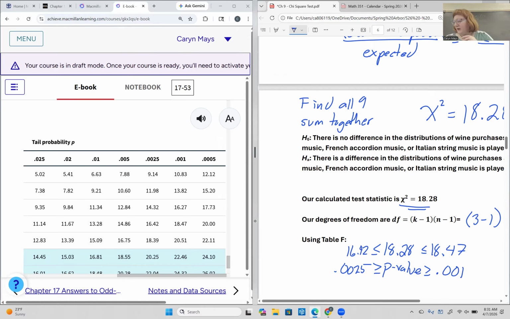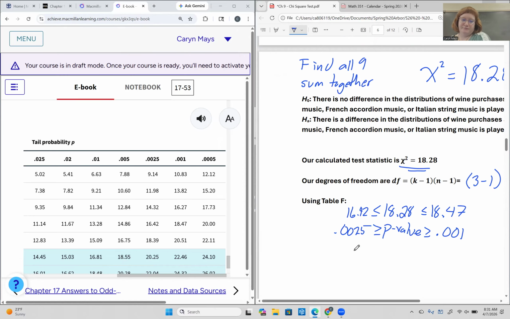If we compare against our typical significance level, is our p-value bigger or smaller than our typical significance level? Smaller. Both 0.0025 and 0.001 are smaller than 0.05. So small p-value.